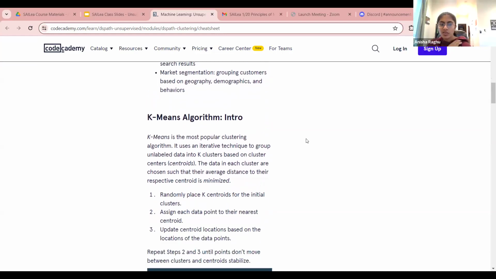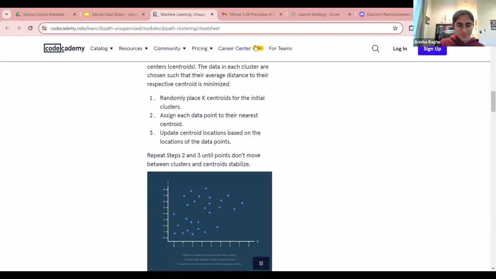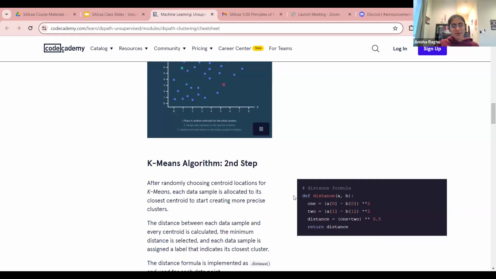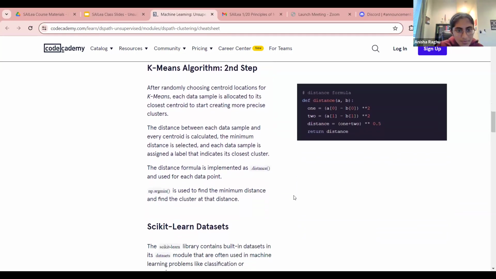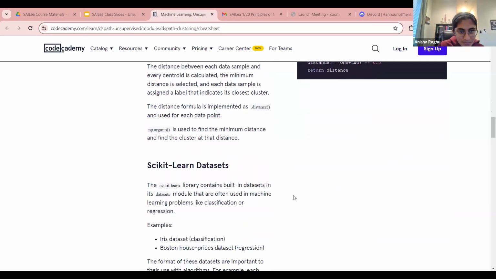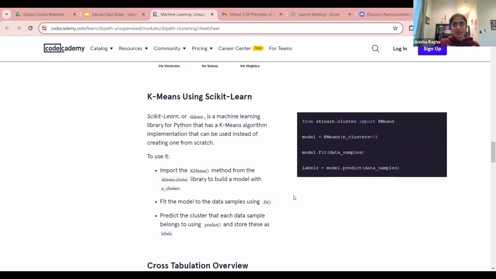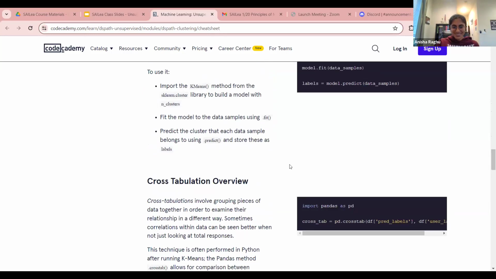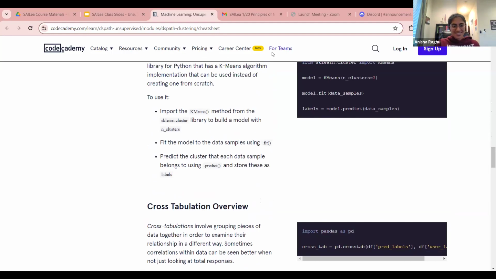These are the steps that we highlighted in our slides, the steps taken in the k-means algorithm itself. Could you scroll down? Okay, stop scrolling down. We just wanted to share this resource so you can go through it.